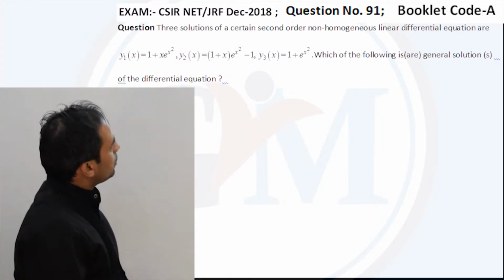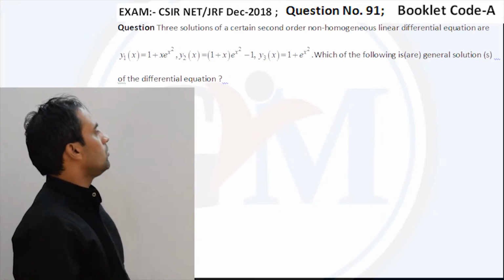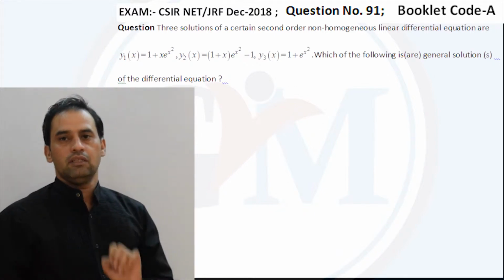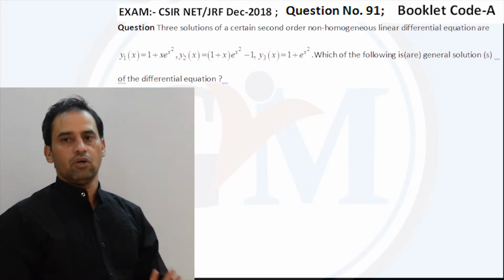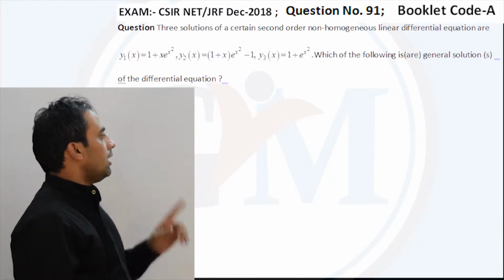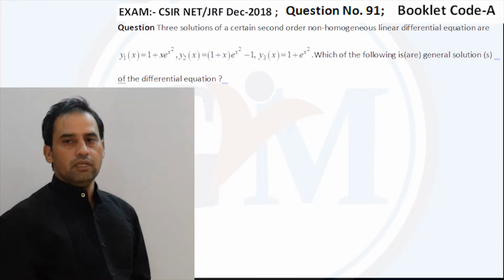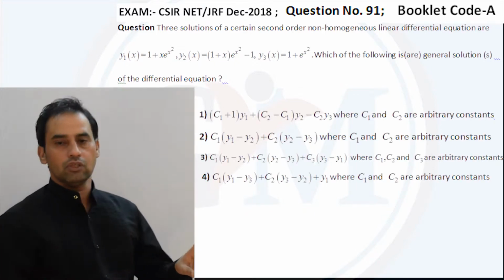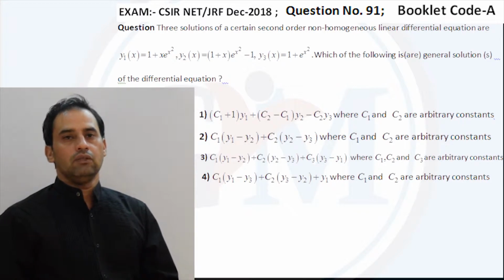Three solutions of a certain second order non-homogeneous differential equation are y1, y2 and y3. So we have three solutions for a second order non-homogeneous differential equation. Then which of the following is a general solution of the differential equation? There are some options which are linear combinations of the three solutions y1, y2, y3.